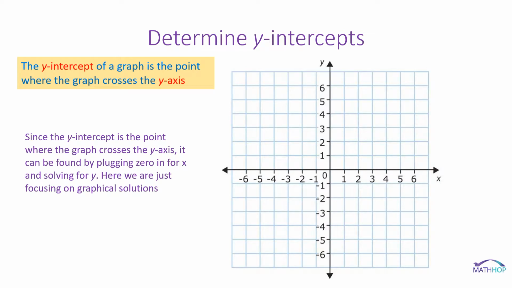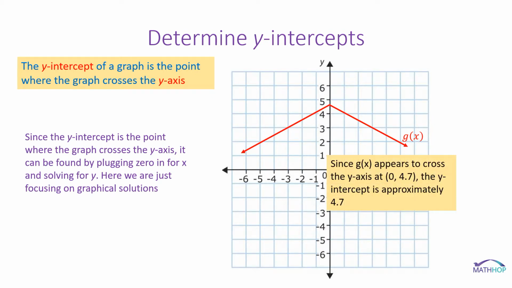Let's look at something that you would probably want to do algebraically though. So given the function g of x, I can estimate the y-intercept. It appears to cross the y-axis at 0, 4.7. It might be 4.6, it might be 4.65. I can only estimate it. So since it appears to cross the y-axis at 0, 4.7, the y-intercept is approximately 4.7.